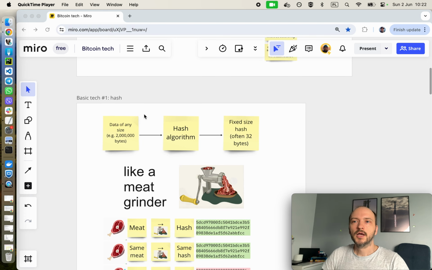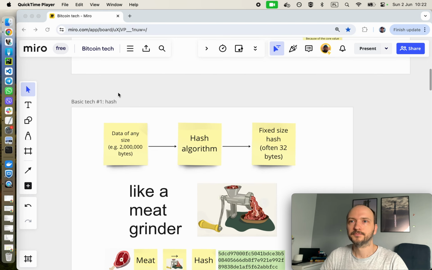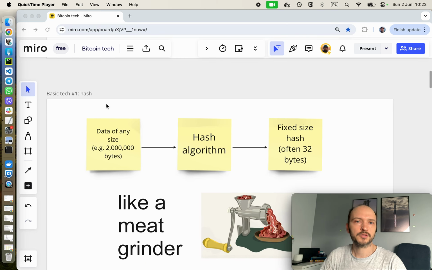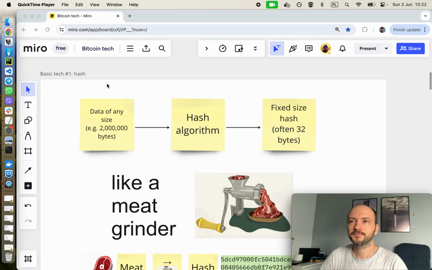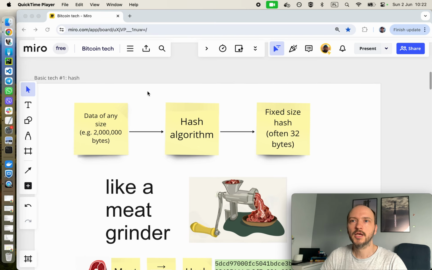Next one is about one of the underlying technologies, which is hash. If you already know how hash works, you can just skip this block and go to the next one. But if you don't know, I will explain what it looks like. So basically it looks like this. You have input data of any size, for example 2 megabytes or even bigger, like a film or 1 gigabyte. This data is given to the algorithm, and the output size is often 32 bytes or 256 bits.